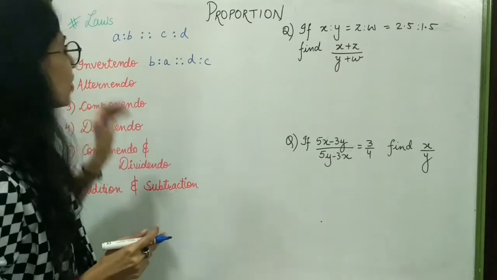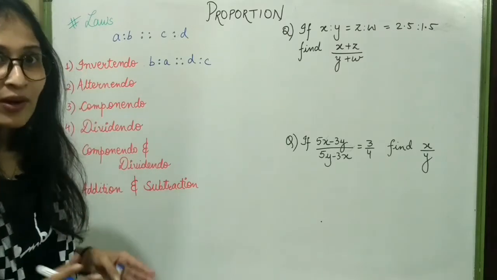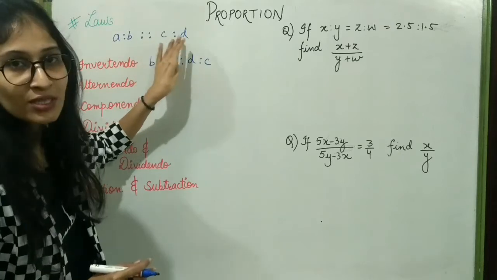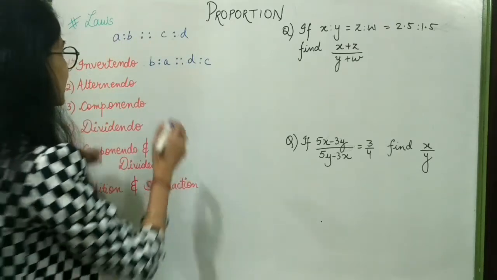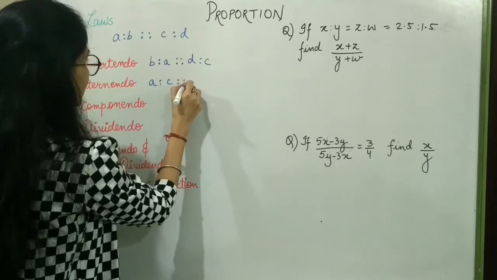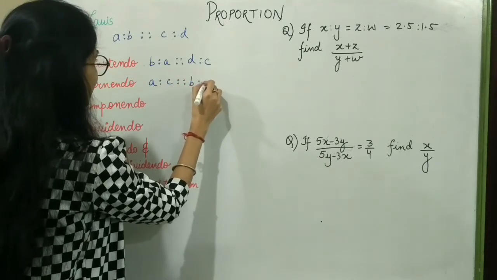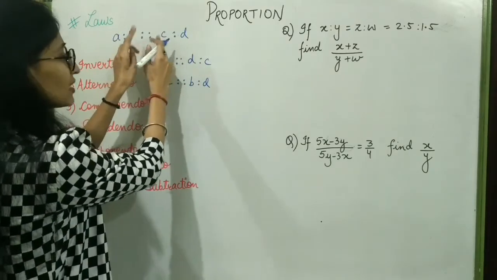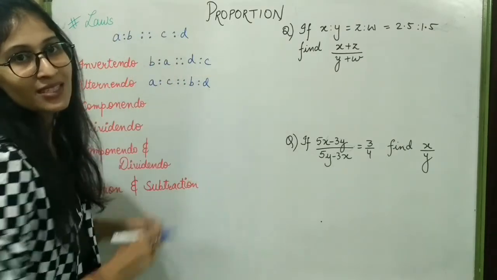Second law is alternando law. According to the alternando law, A ratio B proportional to C ratio D can be written as A ratio C is in proportion to B ratio D. I have just alternated the middle terms.